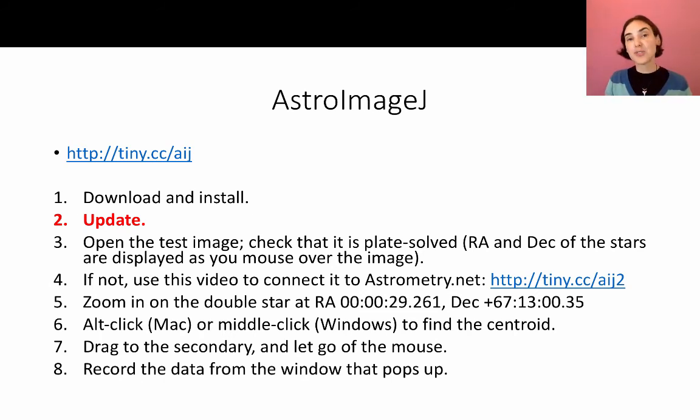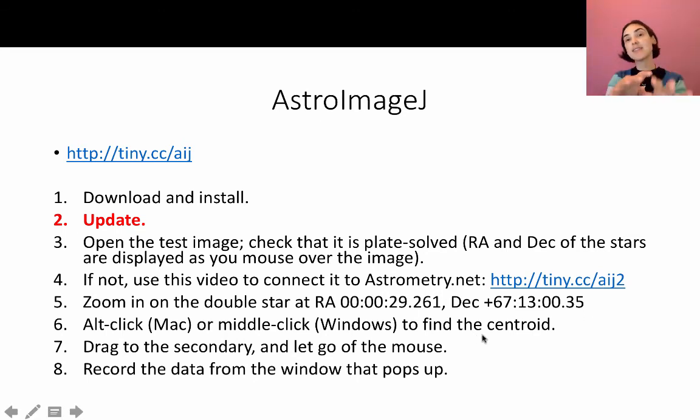Once you have found your stars in the image, you zoom in on the double star, and for the test file, that double star is at this right ascension and declination. So you mouse over the image until you find this right ascension and declination. That's the double star, and you're going to zoom in on it. And then you can adjust the brightness and contrast of the image using the histograms down below, so that can be useful. And then you alt-click on a Mac or middle-click on Windows to find the centroid of the primary star, which is at this right ascension and declination.